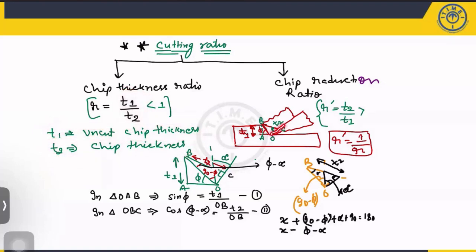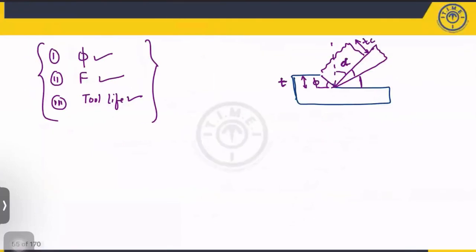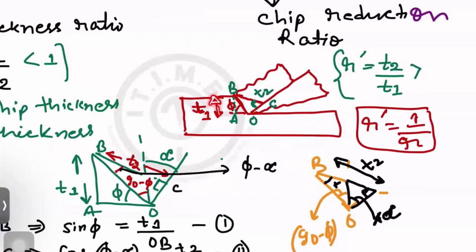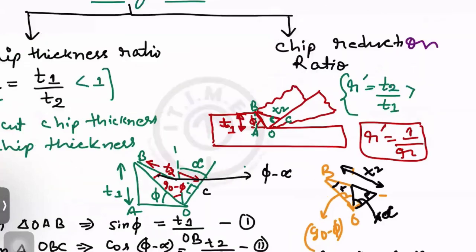Now, this is basically a tool. This is the shear angle. This is the chip thickness, which I have drawn here also. So chip thickness, and this is the uncut chip thickness. This is the uncut chip thickness. Okay, this is the shear angle.